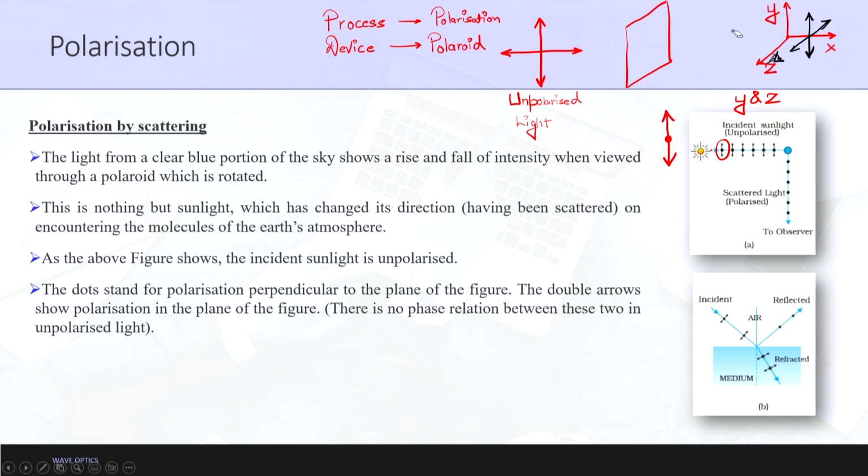What it is trying to say is, after the incident sunlight is scattered, as you can see, only dots are visible. So these dots just refer that the polarization has been done. Because the polarization is done by scattering, it is called the method of polarization by scattering.